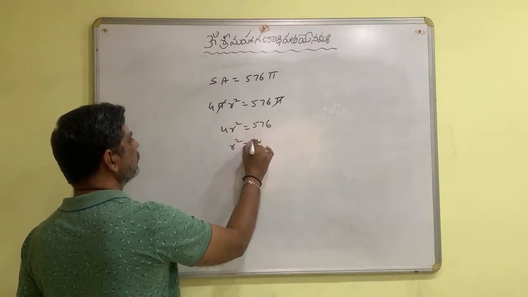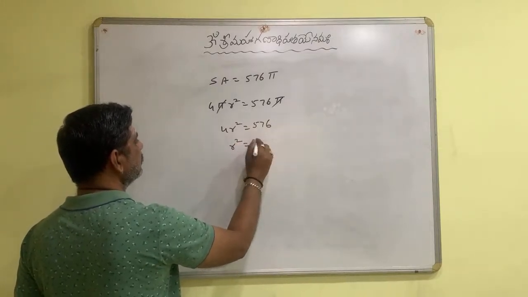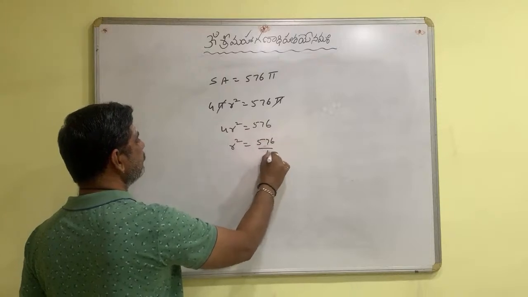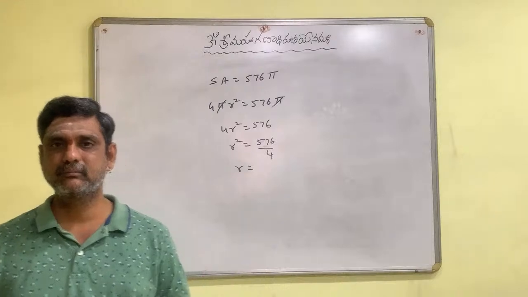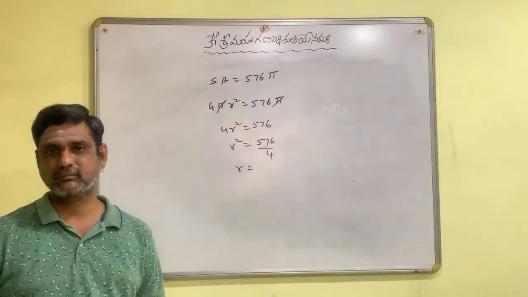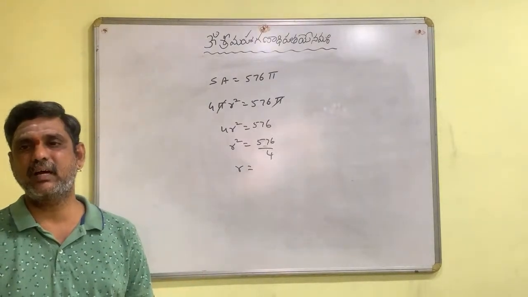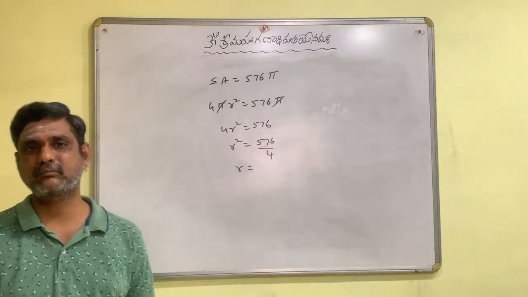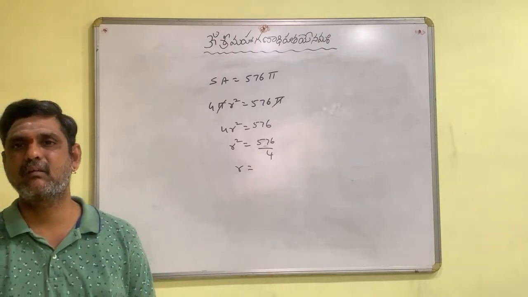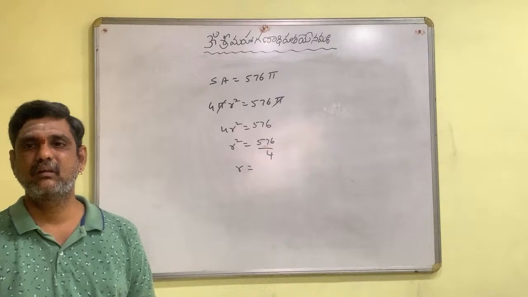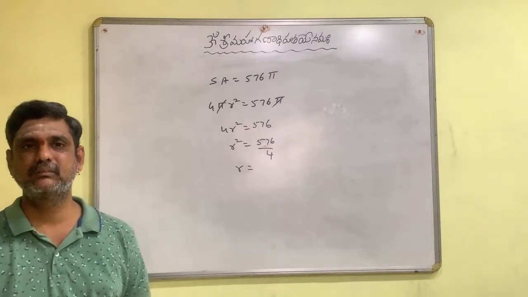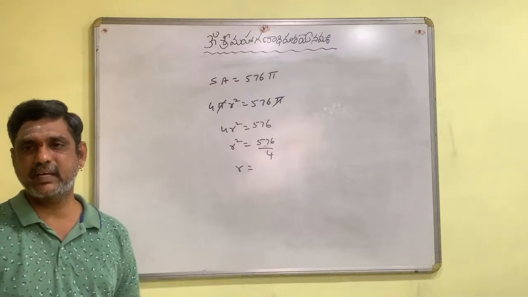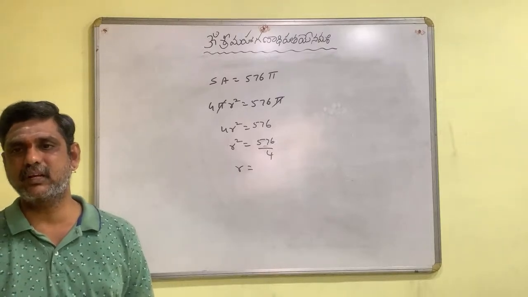R square is equal to 576 by 4. Then can anyone say what is R? What is R, children? Darsh Jain is telling R is 12. Which is right?